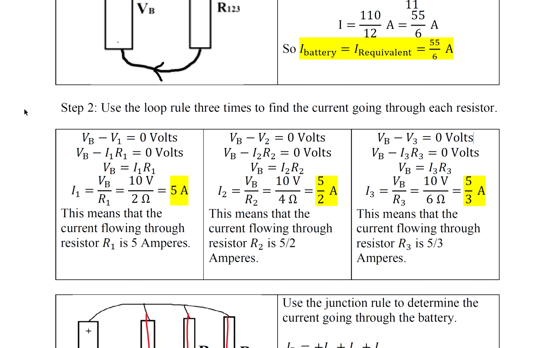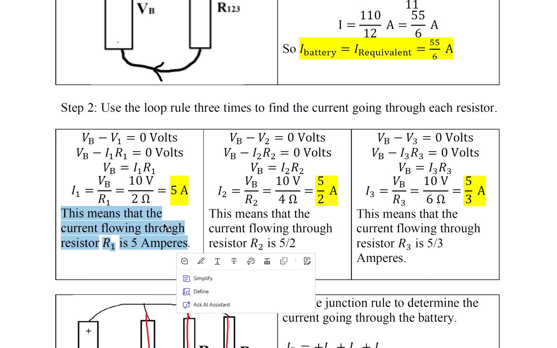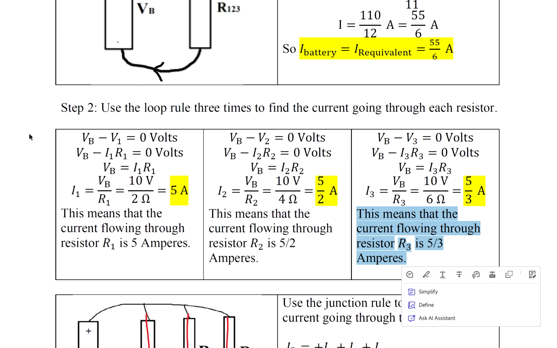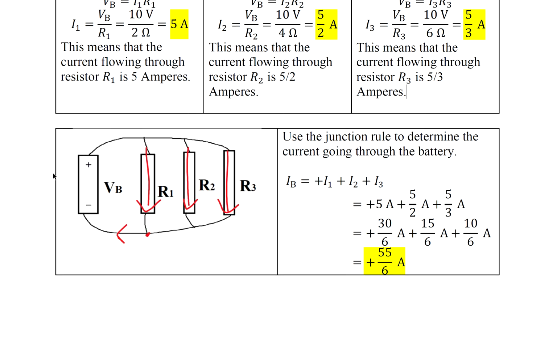So the current flowing through resistor 1 is 5 amperes. The current flowing through resistance 2 is 5 over 2 amperes. And the current flowing through resistor 3 is 5 over 3 amperes. So we could add up all of these currents, and we could get the current going through the battery, which is 55 over 6 amperes.